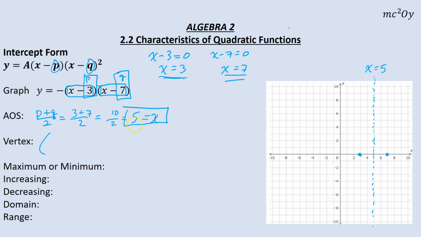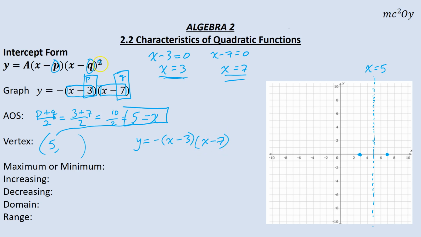And remember, vertex-wise, these are the same. That's 5. Okay? And to find my y value, well, to find y, it's a little tougher. You're going to actually have to plug it in. So you're going to substitute it in, do f of 5. So if I just take my equation, y equals negative x minus 3 quantity times x minus 7 quantity.